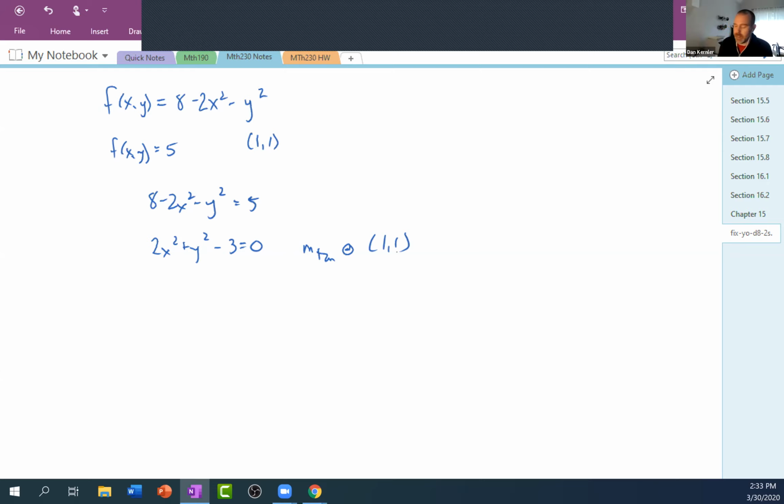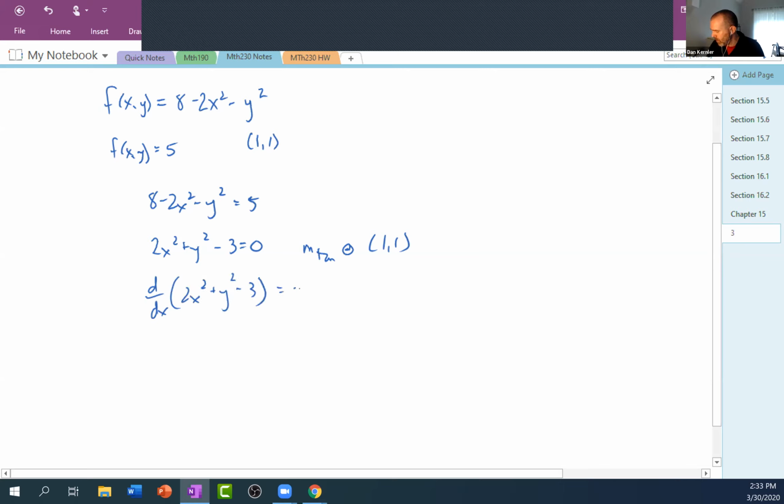Yes, implicit, correct. We're going to take the derivative with respect to x of both sides using implicit differentiation. I didn't catch who said that. That's exactly correct. So we'll get 4x plus 2y times dy dx minus 0 equals 0. So dy dx, we'll scroll down here.